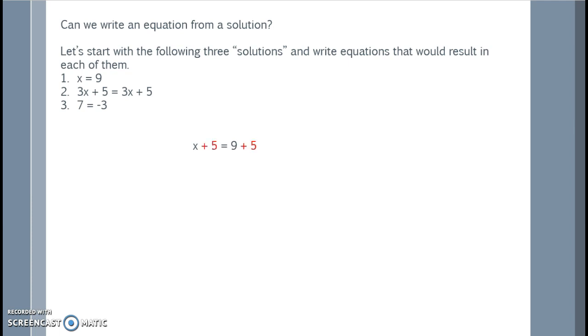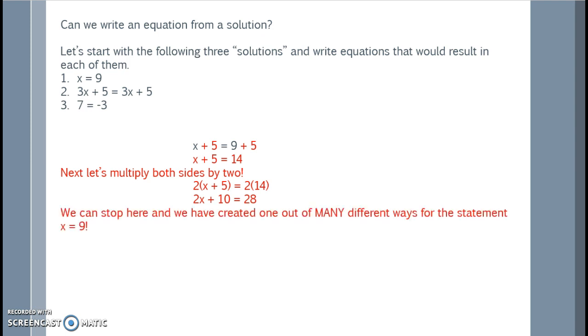Let's say I add 5 to both sides. That would give me x plus 5 equals 14. And since I did the same to both sides, they are still equivalent. Now let's multiply both sides by 2. 2 times the quantity of x plus 5 is equal to 2 times 14. That would give us 2x plus 10 is equal to 28. We can stop here, or we could keep going, and we have created one out of many different ways for the statement for x equals 9.